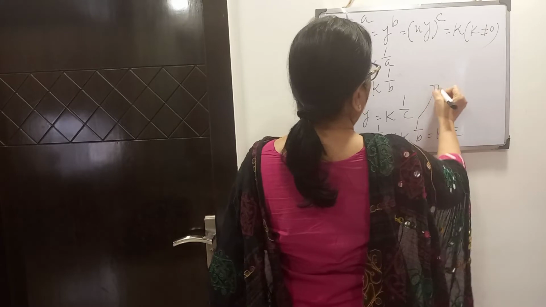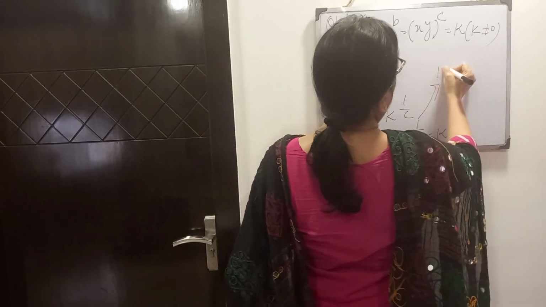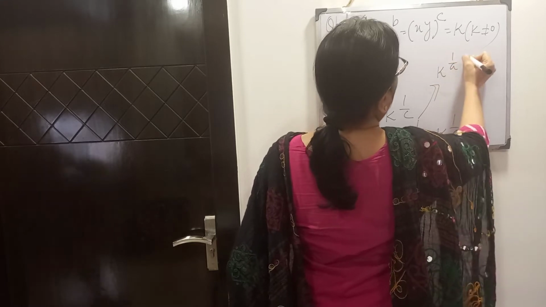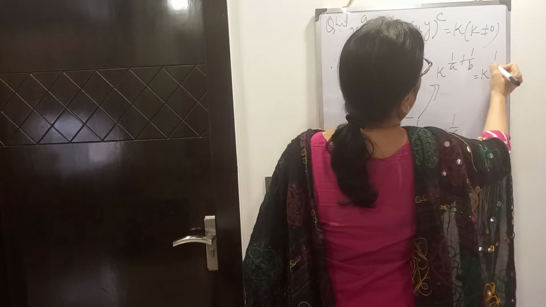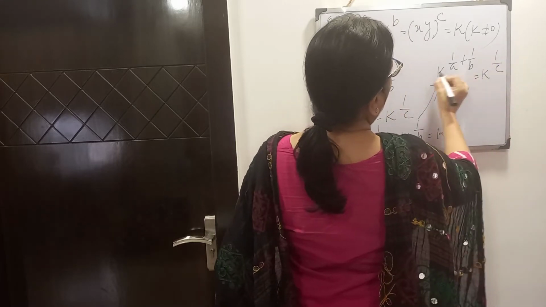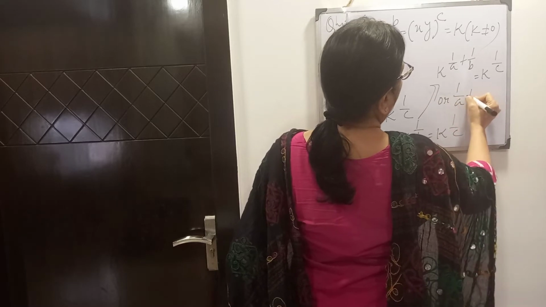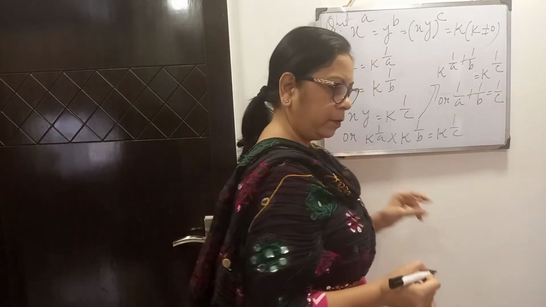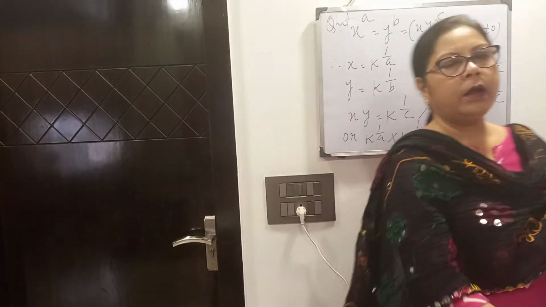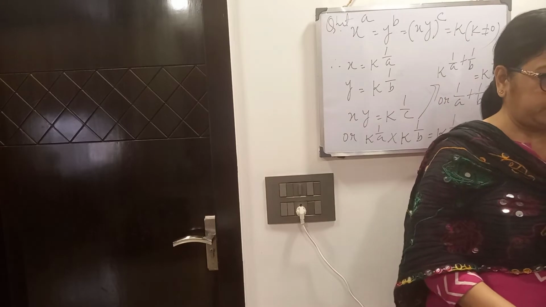Clear? Now this is same base multiplication, so the powers will be added. So k to the power 1 by a plus 1 by b equals k to the power 1 by c. Now from both sides the base is the same, therefore we can write the power: 1 by a plus 1 by b equals 1 by c. So this is the required relation between a, b and c.